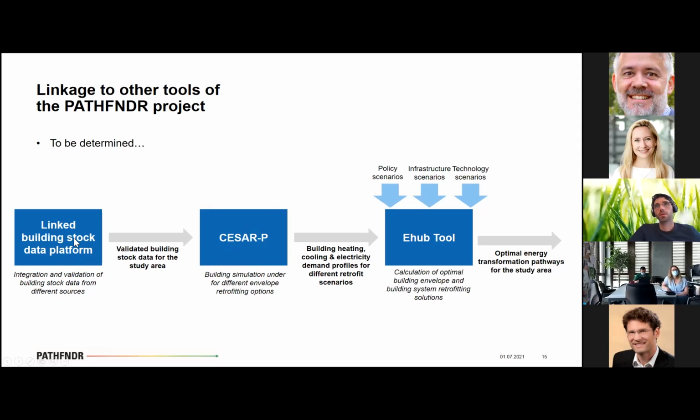This data from the building stock platform can be passed to CSRP, and CSRP does simulation of these buildings, whether at the building level, the neighborhood level, the city level, under different scenarios for retrofitting. The energy demand profiles that come out of this can then be passed to the Ehub tool and used for investigating different policy scenarios, technology scenarios, etc. So this is one chain that we're developing, and maybe it's a chain that we can also leverage within the Pathfinder project, but we're not so sure about that yet.